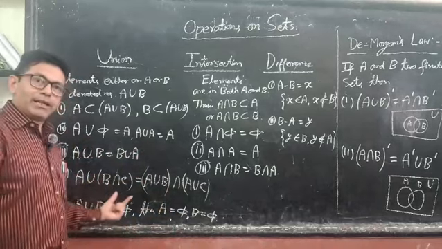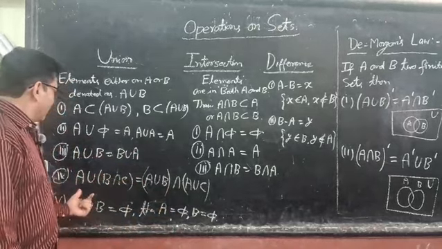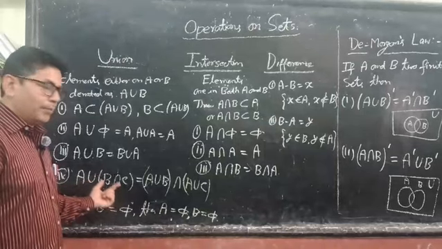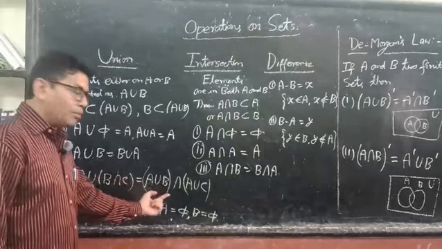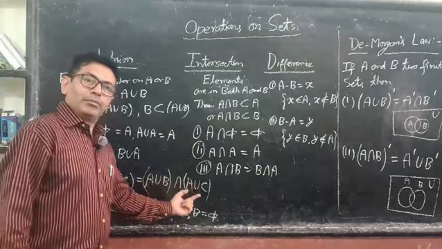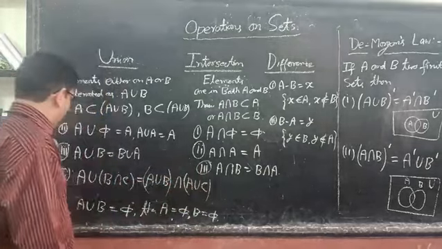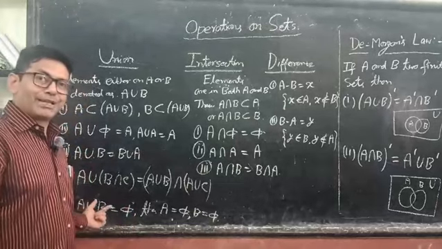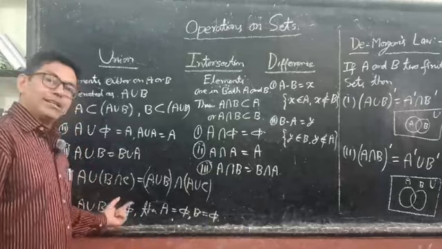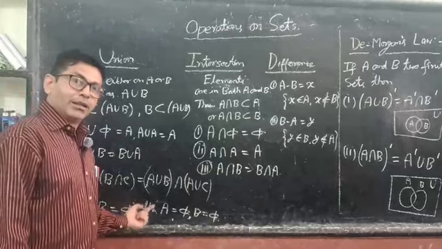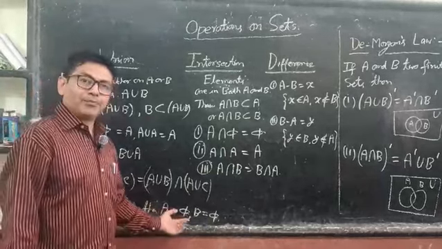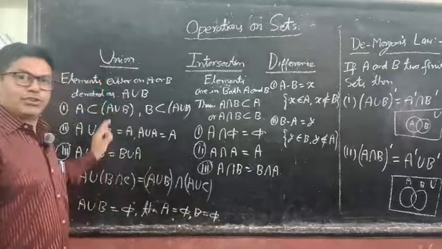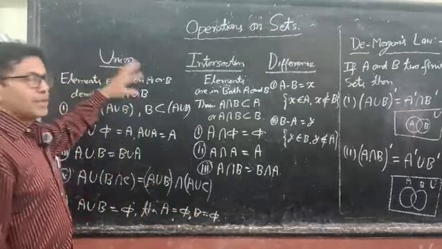Here we consider three finite sets A, B and C. Then these properties are also there. A union (B intersection C): if I break the bracket, you will get (A union B) intersection (A union C). And if A union B is equal to φ, if the union of two sets is the null set, then definitely set A is φ and set B is also φ. This is very important. Some rules and features are given related to the union of sets.